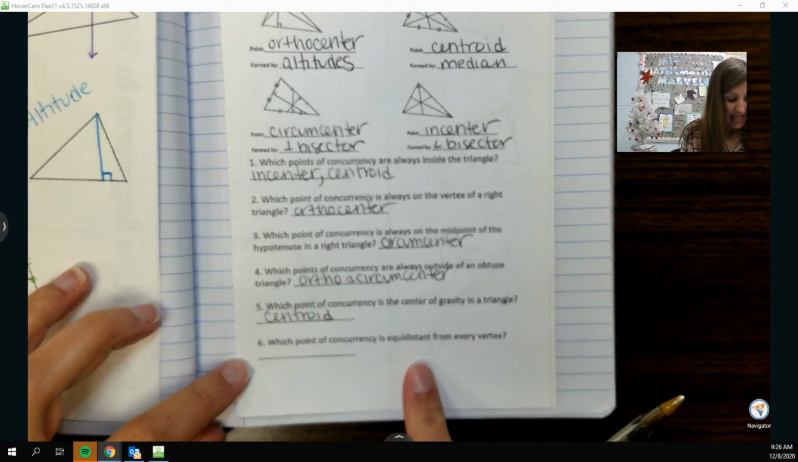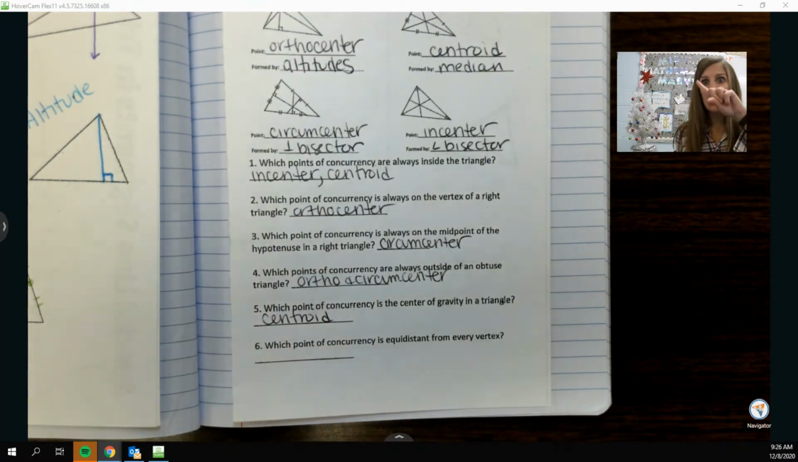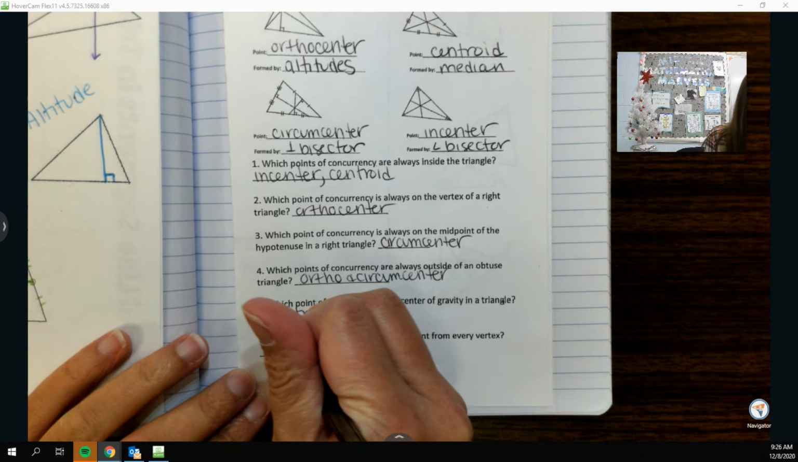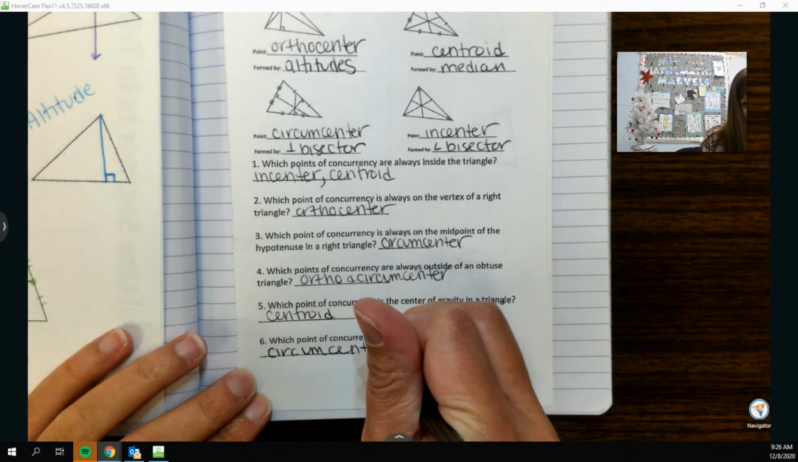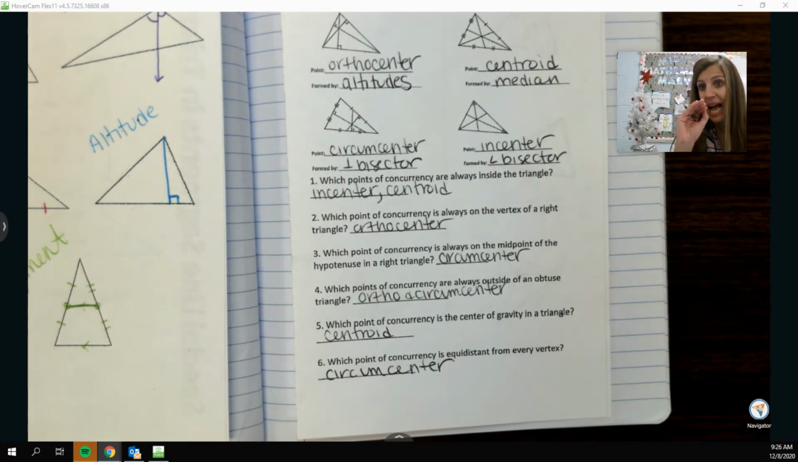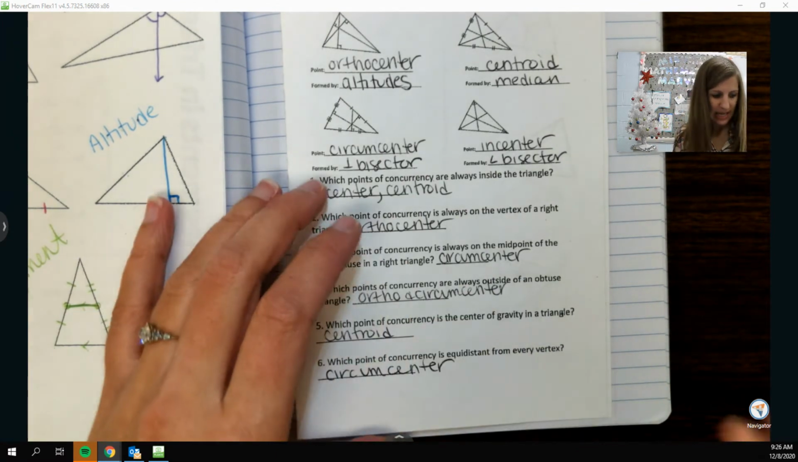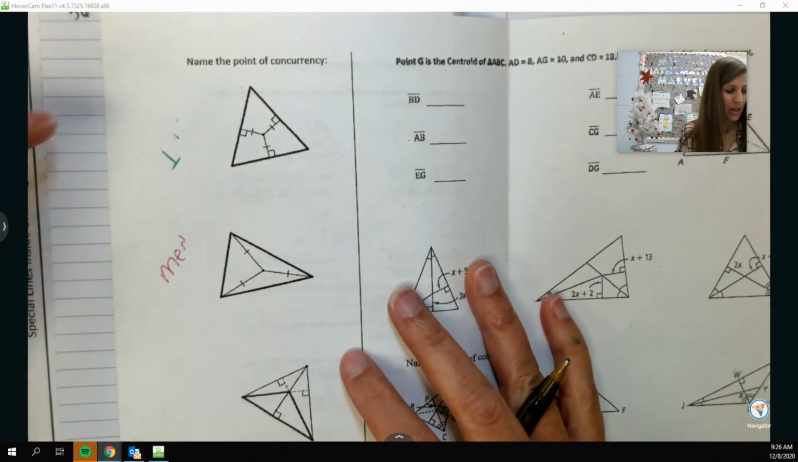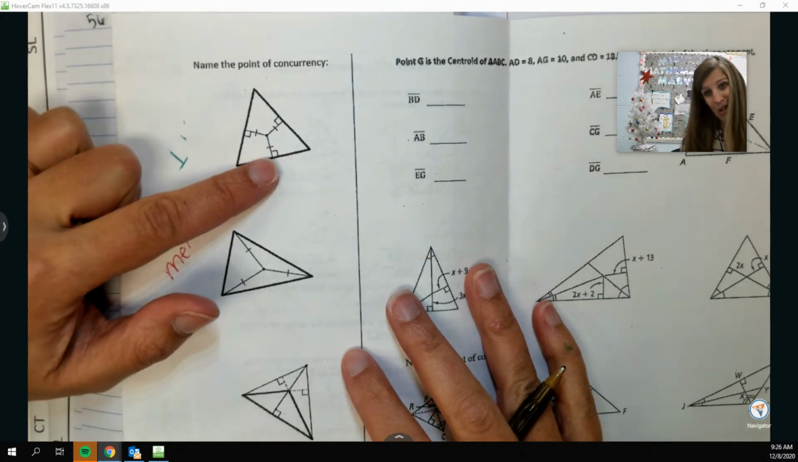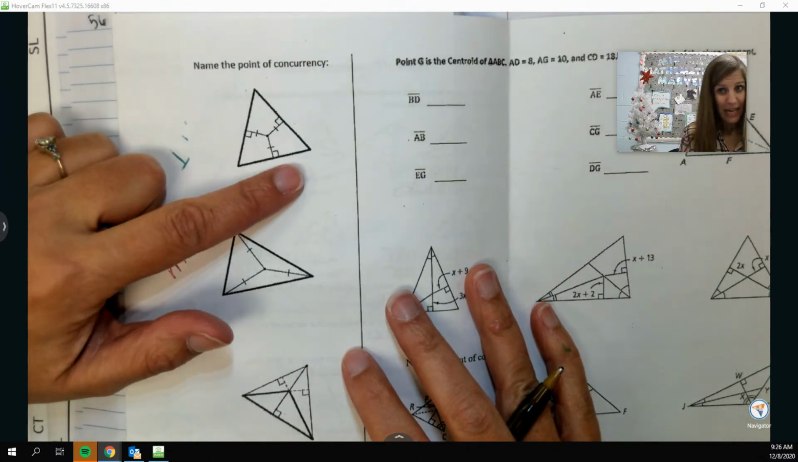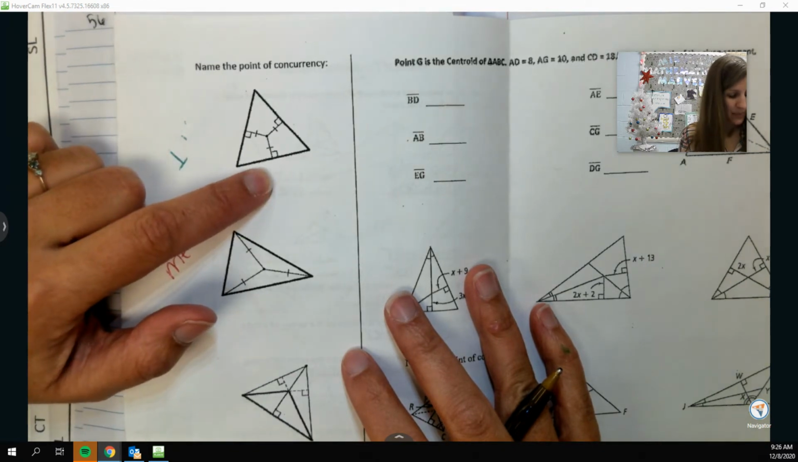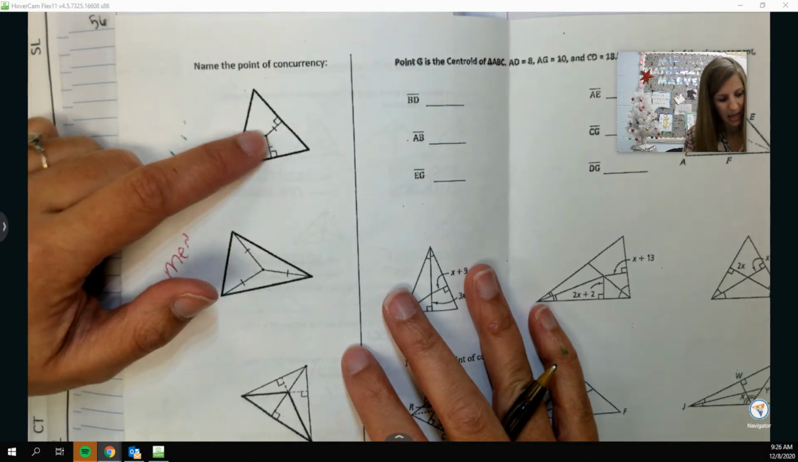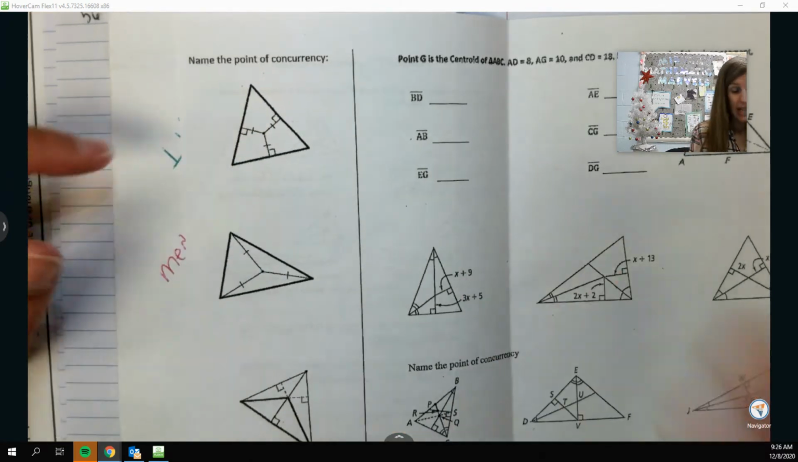Which point of concurrency is equidistant from each vertex? So that was the one that had the circle going through all the angles or on the outside of the triangle, and that is your circumcenter. The incenter is equidistant from the sides because that's the one inside the triangle touching all the sides of your triangle. Alrighty. So along the side here, name the point of concurrency. Well, this one, I noticed there are perpendiculars, but it's not a bisector because it's not showing me that it's bisected. What it is showing me is that this point is equidistant to all the sides, and the incenter is that.